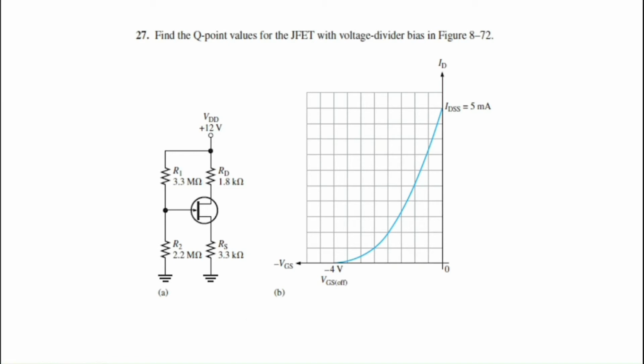For such kind of biasing, what we have to do is set ID equal to 0 and calculate your VGS, which will be the first point of your DC load line. The second point of your DC load line is given by setting VGS equal to 0 and calculating your ID. Using those 2 points, you can draw the DC load line. When you draw your DC load line on the same axis as your transfer characteristics curve, you'll get the Q point, which is the point where the two graphs intersect.